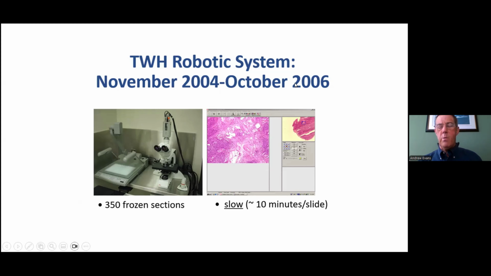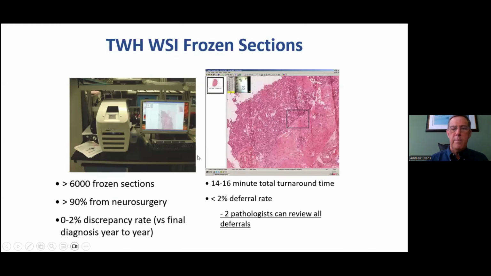After validating it, we went live. We used it for 2 years and covered 350 frozen sections. It worked extremely well, but it was slow. It would take roughly 10 minutes to review one slide, but it did work very well. Then we moved to whole slide imaging. That started in 2006 using an Aperio 5-slide scanner, a ScanScope CS. And from that time forward, we never looked back.